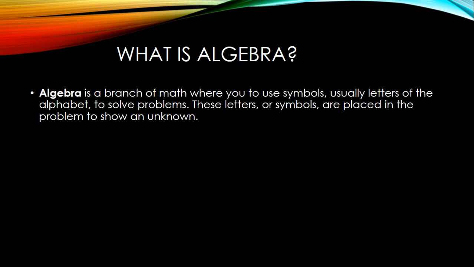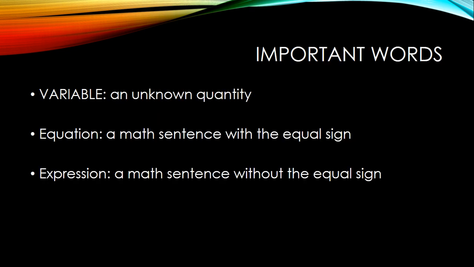So what is algebra? Well, it is a type of math where you use symbols, normally letters of the alphabet, to solve problems. And the letters, or symbols, are placed in the problem to show an unknown, something that we don't know, and that's what we need to figure out. So important words in algebra are variable, and that is the unknown quantity. And normally your variable is a letter of the alphabet.